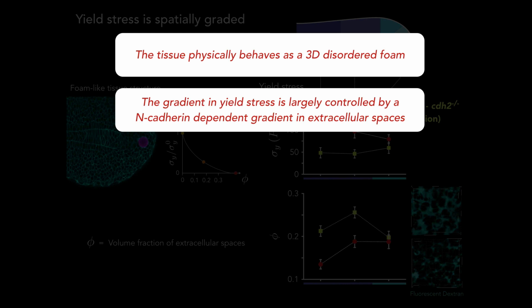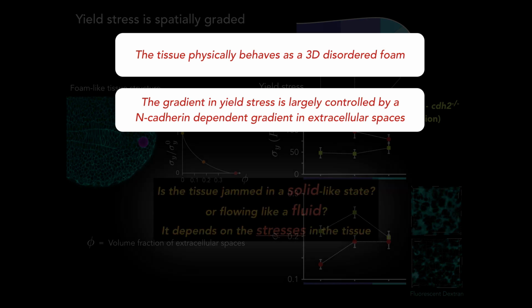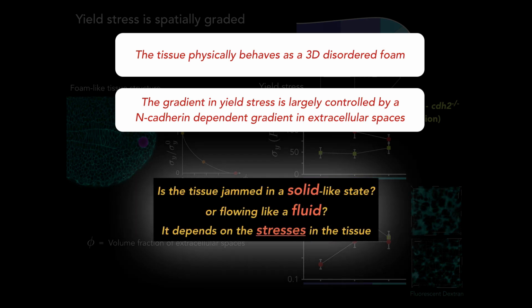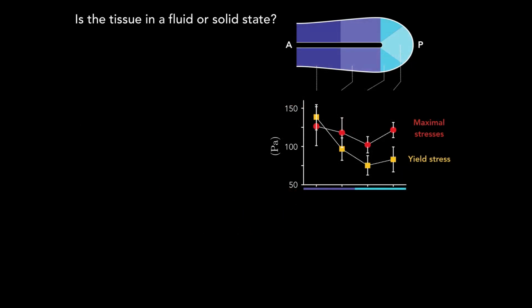But I haven't told you whether the tissue is in a fluid state or in a solid state. The reason is that in a yield stress material, you need to know what the forces in the structure are. You need to know whether they are above the yield stress or below the yield stress, as I said before. But luckily for us, we had measured the forces. So what we did was compare them.